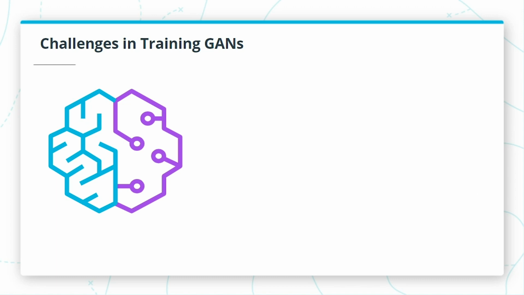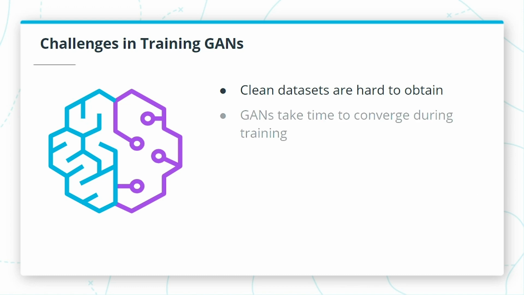So what are some challenges in training GANs? Clean datasets are hard to obtain, and not all melodies are going to sound good in all genres. Just as in real life, for example, if you're using a classical model or a symphony model, something that the model has never seen an example of, an EDM melody, it's not going to do a good job at generating a composition.